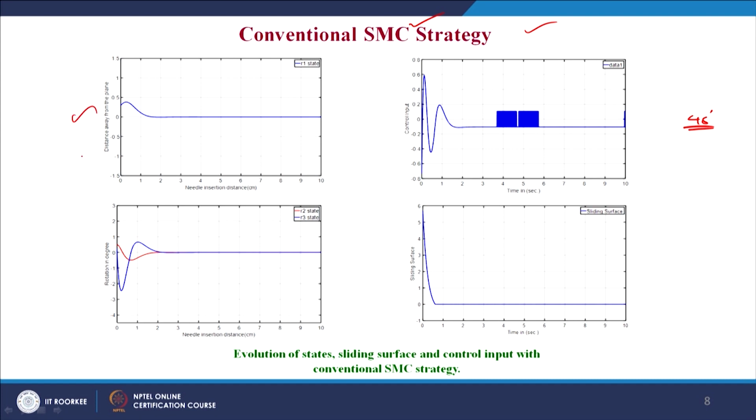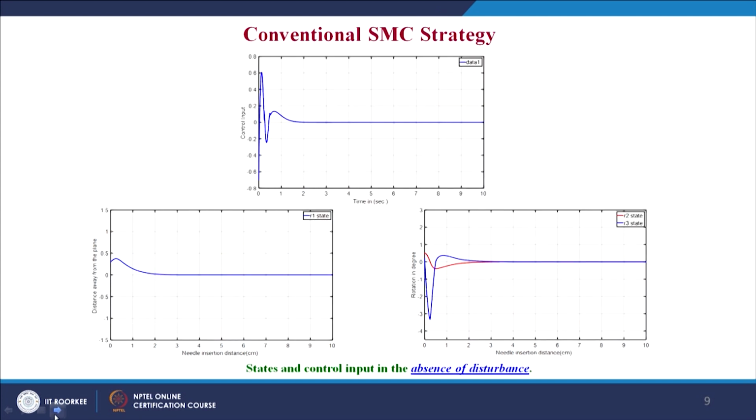The distance state is shown separately, and the angle states S1 and S2 are shown here, which we denote by R1, R2 and R3. The controller has a chattering, high frequency control input, and this chattering effect can be seen. We see that the sliding variable is getting converged in finite time. That is what you have seen here with the conventional sliding mode strategy.